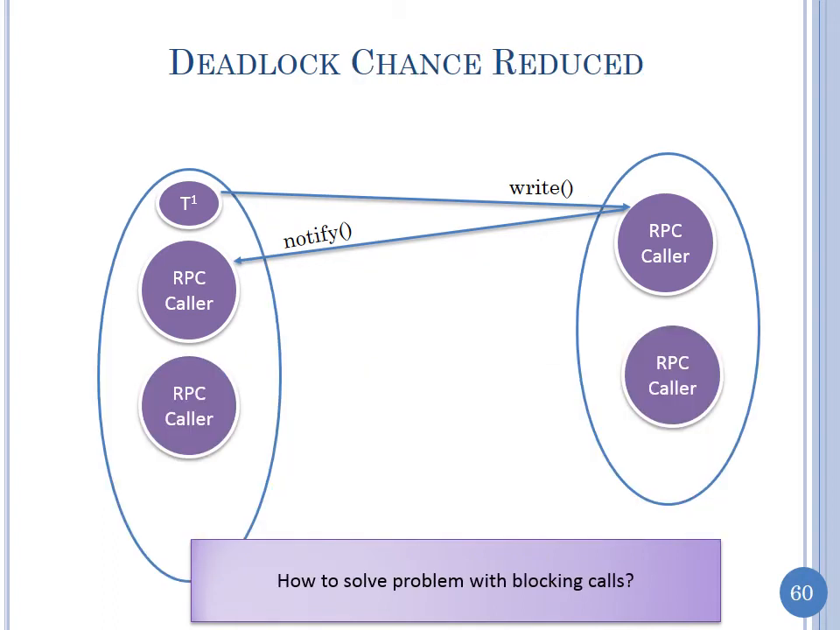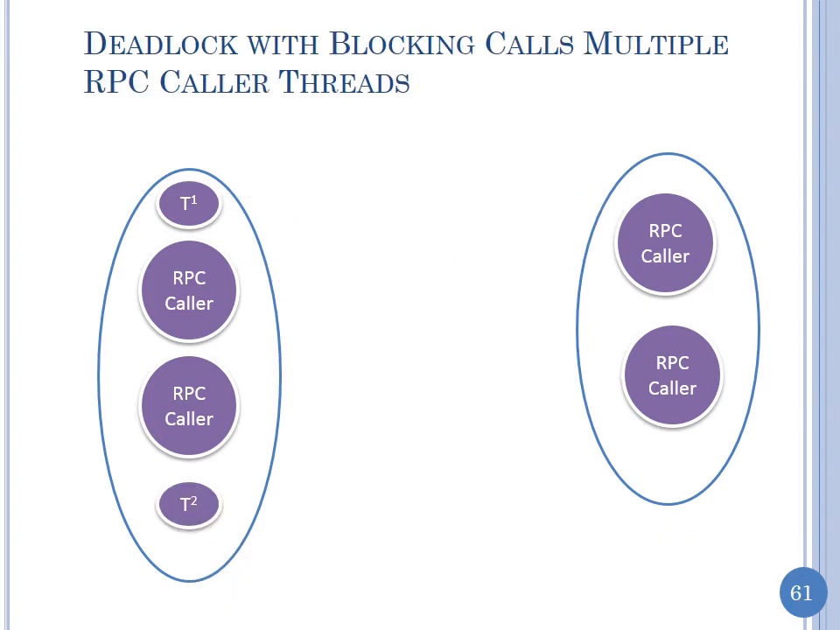So, is the deadlock chance reduced? Yes, it does. Let's have the same situation as last time, but add another RPC caller thread. And so when the read call comes in, it can go to another thread and return, which will then unblock the first RPC caller. So we know that in this situation we don't have deadlock, so the problem has got reduced, which is what we talked about. And can it get eliminated?